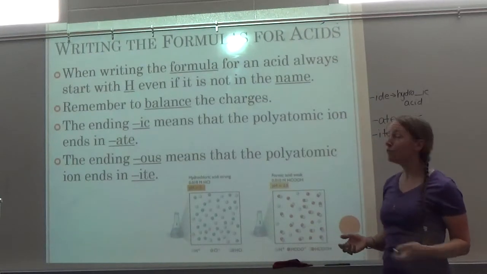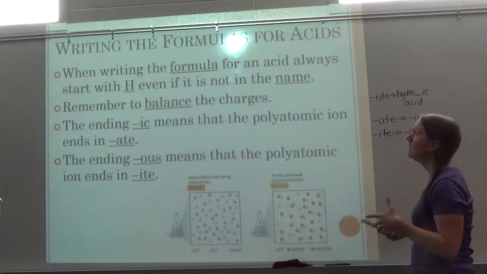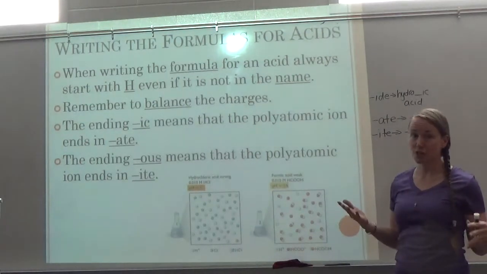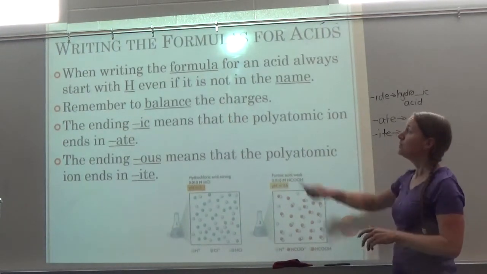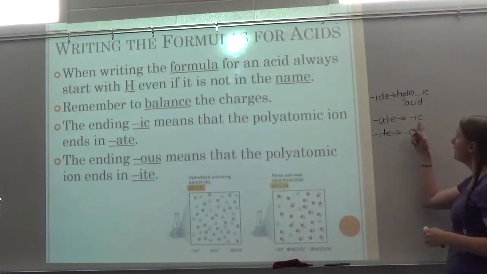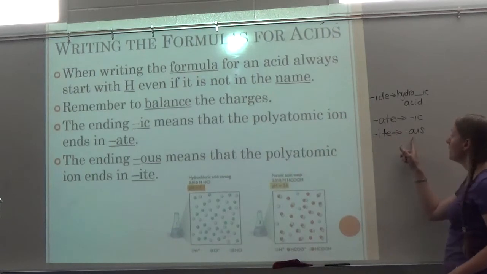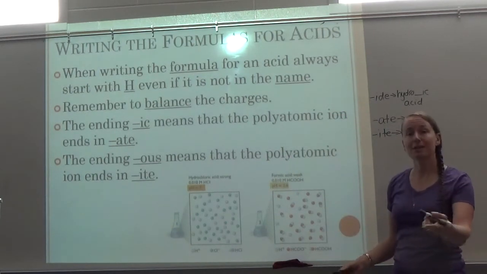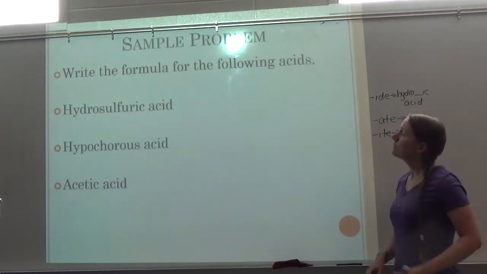When you write the formula for an acid, always start with H, even if the name doesn't say it. Remember, only some of them are going to start with hydro, but they all start with H. So when you see acid, you need to go ahead and put H. Don't forget, you've got to cross or balance your charges. And then just remember, if it ended in ic, you find the ate ending on your polyatomic ion sheet, and if it ends in ous, you find the ite ending on the polyatomic ion sheet. So make sure you have a polyatomic ion sheet out. That kind of helps. All right, so it says write the formula for the following acids.